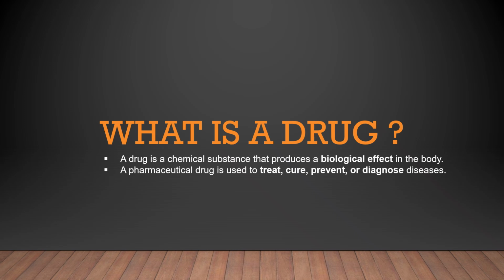A drug is a chemical substance that produces a biological effect in the body. So, a drug is a chemical substance, so it is not a food or a nutrient. But what happens after we consume it can change processes inside the body. Either it can speed up, slow down, or it might change them.